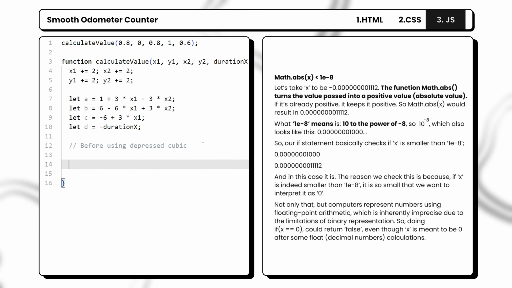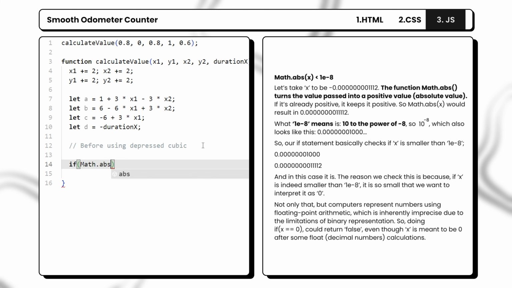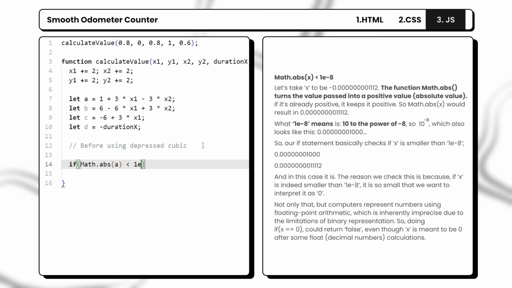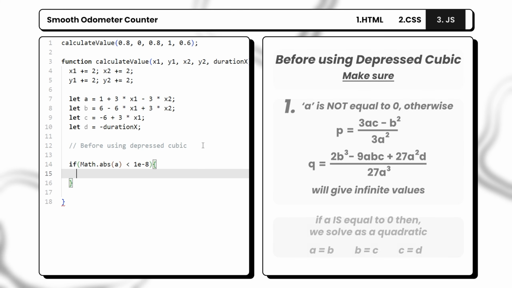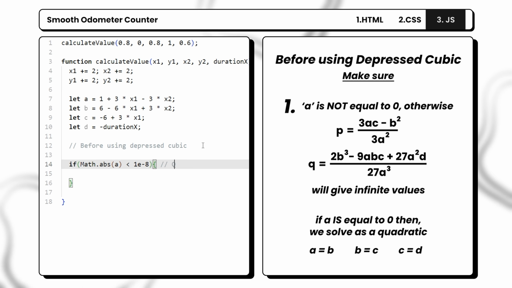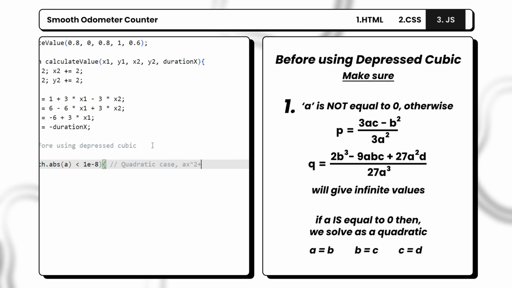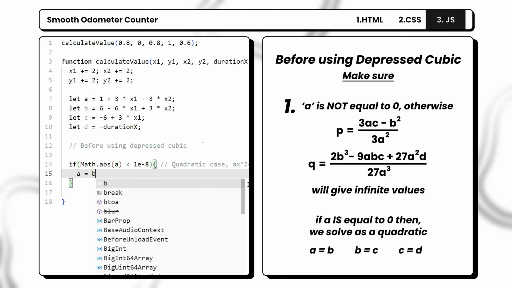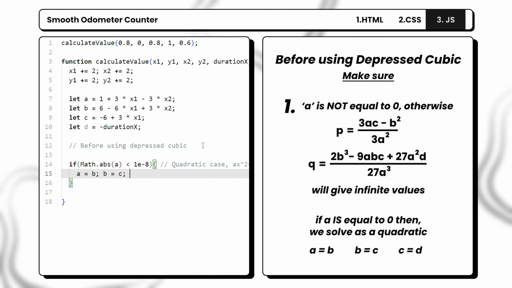So if math.abs of a is less than 1e minus 8, by the way, what this means is if the absolute value of a is less than 10 to the power of minus 8. And we do this because the computer's calculations aren't always exact like you saw in the console log at the top. Nonetheless, what this means is that we check if a is equal to 0, and if that's true, then we have a quadratic case as I've explained previously.